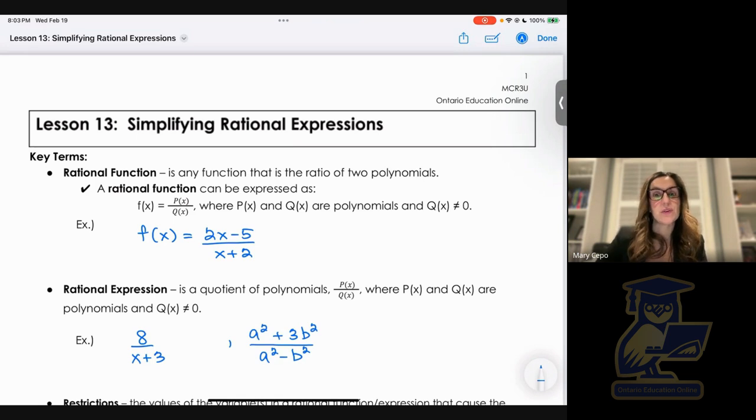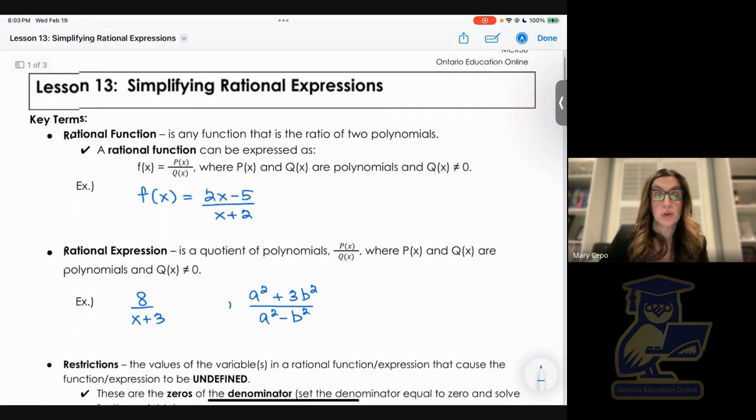In this lesson, we will be learning how to simplify rational functions and expressions, and we will be applying these techniques to solve problems. So when we're simplifying rational expressions or functions, we want to recap some key terms. One of them would be rational function. What is a rational function? Well, it is any function that is the ratio of two polynomials.